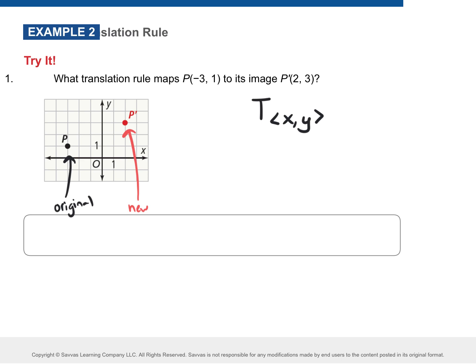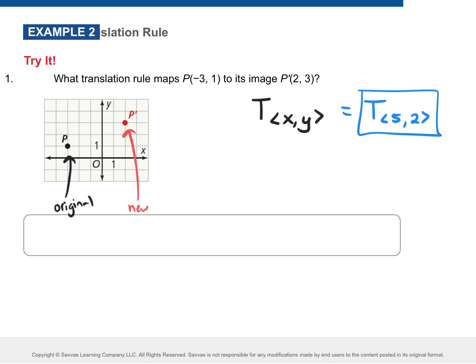So if I start from my original, how much am I moving in the X direction? How much? 5. Positive 5 or negative 5? It is positive because we're going right. Now from here, how much am I moving in the Y direction? Positive 2. Yep, so this form is written just like this. Okay, so that's a rule for that translation that just happened.